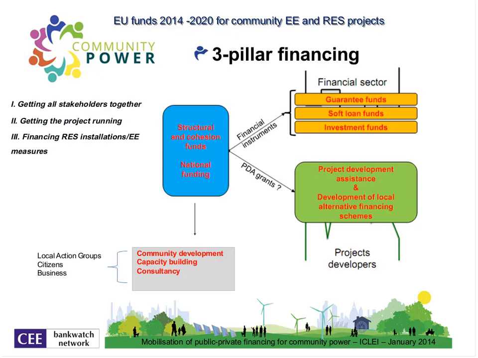Here, and I'm coming to an end. Slowly, again, here is the idea that three areas can be financed from structural funds together with the EU funds. So we have here on the bottom, structural and cohesion funds together with a share of national funding potentially, to develop the community, to build the capacity, to provide consultancy to the local action groups, to civil businesses. Then we have here the green field. EU funds directly give grants to the project developer.